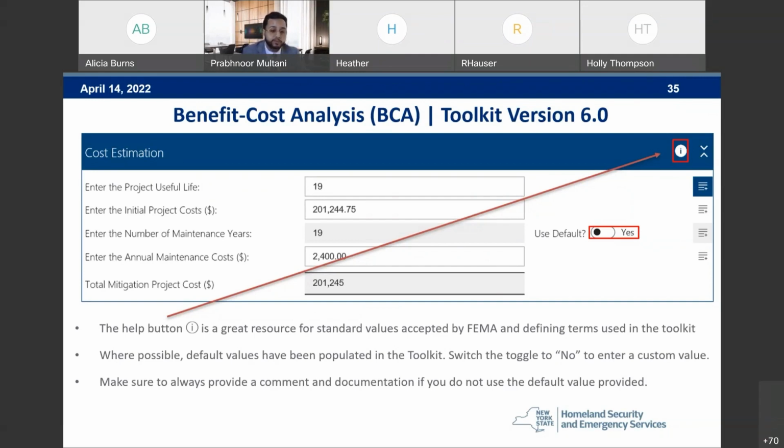Wherever possible, default values have already been populated in the toolkit for you. If you wanted to enter a custom value, you can switch the toggle button to no. So as you can see outlined in that red box right now, it's yes. If you switch it to no, then it'll allow you to enter the number of maintenance years just for this specific snippet. But please be sure to always provide a comment and documentation if you do not use the default value provided. Next slide, please.